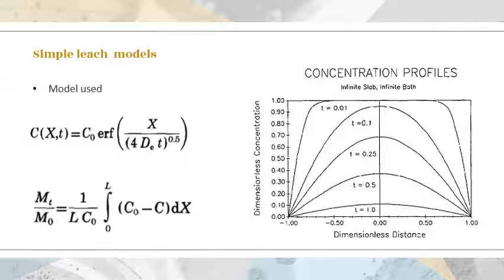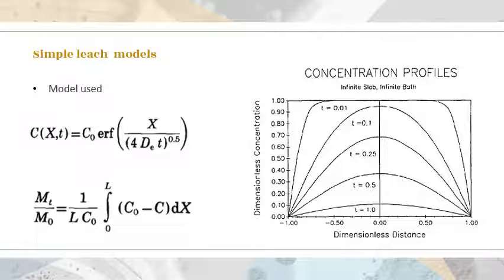The next model is used to know the contaminant concentration, and a number of simple leach models can be constructed that can be solved analytically. The simplest and most commonly used leach models assume that no reactions occur. The slab is infinite, the bath is infinite, and the contaminant is distributed homogeneously at the start of the leaching period. This model is the basis for analyzing data from the standard dynamic leach test.